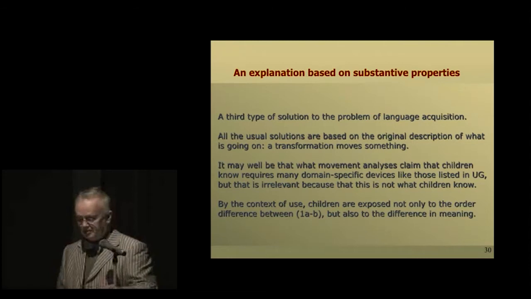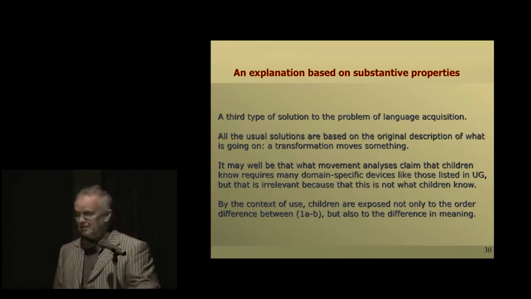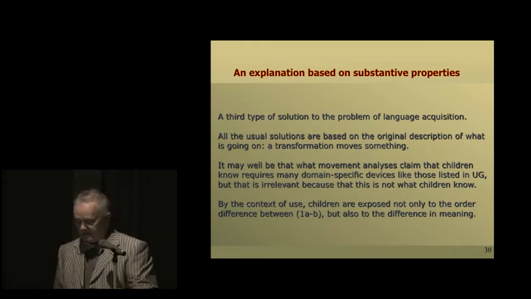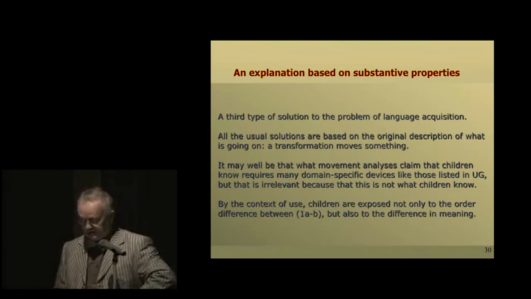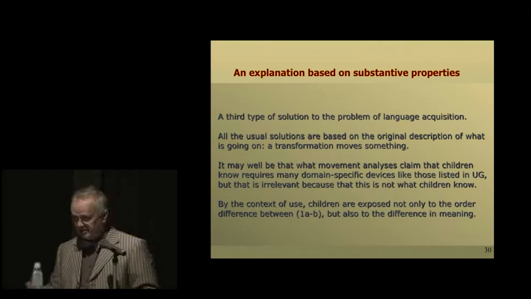So almost everyone assumes that a transformation moves something. It may well be that what movement analyses claim that children know requires many domain-specific devices like those listed in UG, like those I gave that you need in addition to structure dependence. But that is irrelevant, I say, because that is not what children know. By the context of use, children are exposed not only to the order difference between 1A and 1B, but also to the difference in meaning.